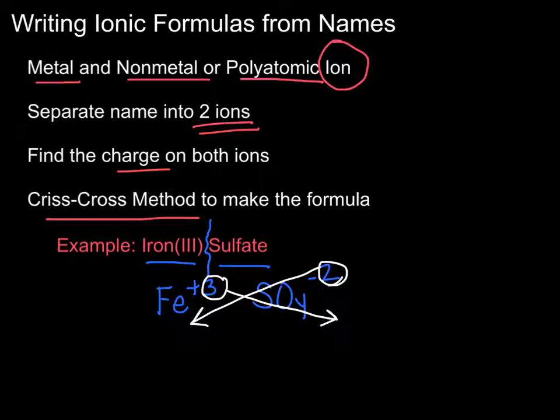So when we do this, we end up with a formula of Fe2(SO4)3, and because we're adding a subscript to a polyatomic ion, our polyatomic ion goes into parentheses. This should be a review from earlier in this unit when we worked on the crisscross method.